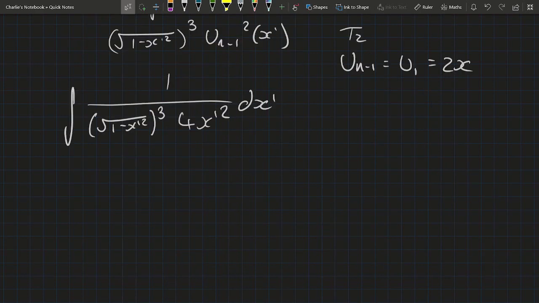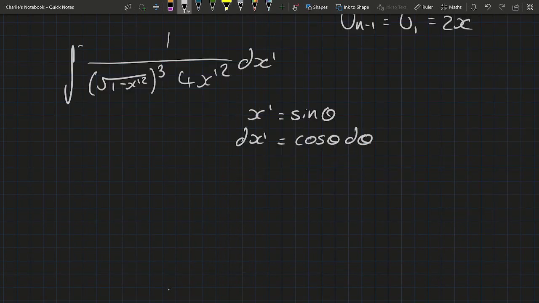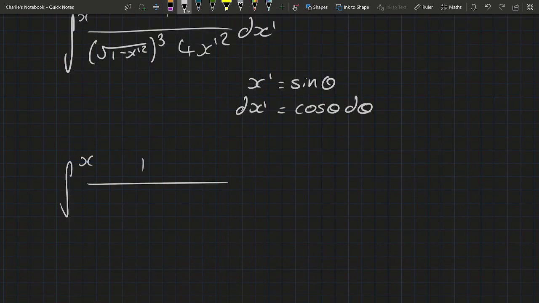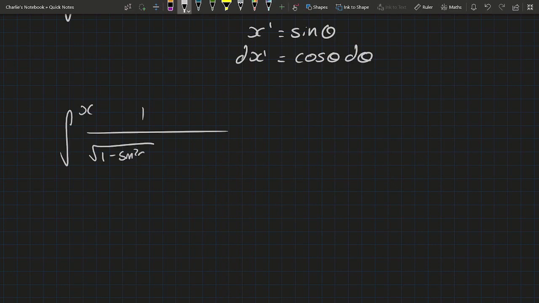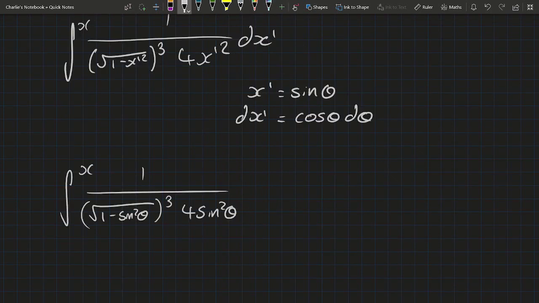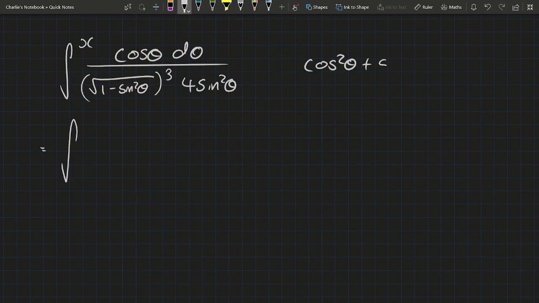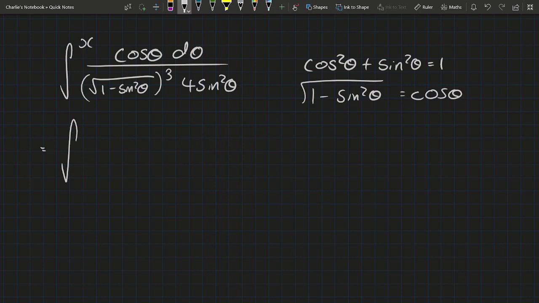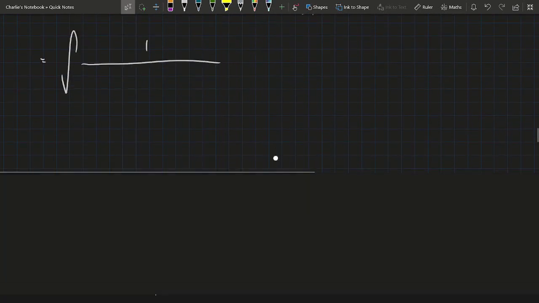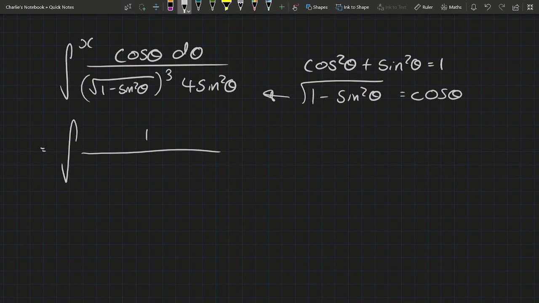We can solve this with the substitution x′ equals sine theta. This gives us that dx′ is equal to cos theta d theta. Substituting this in, we get the integral of 1 over square root 1 minus sine squared theta, cubed, 4 sine squared theta multiplied by cos theta d theta. We know from cos squared theta plus sine squared theta equals 1 that 1 minus sine squared theta is equal to cos squared theta, so the square root is just cos theta, which we can substitute in. Dividing by the cos theta on the numerator, we simply get 1 over cos squared theta sine squared theta multiplied by 4 d theta.